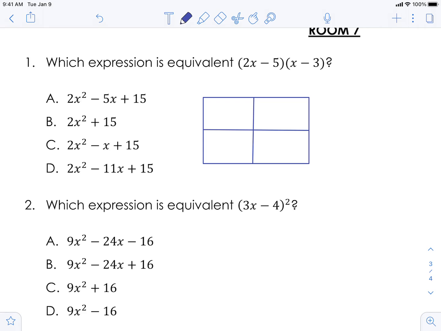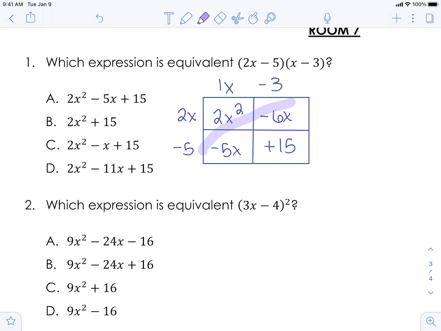Okay, so I have 2x minus 5 and x minus 3. Remember the x has a 1 in front, so I do 2x times 1x. I get 2x squared. 2x times -3 gives me a -6x. -5 times 1x is a -5x, and -5 times -3 is a positive 15.